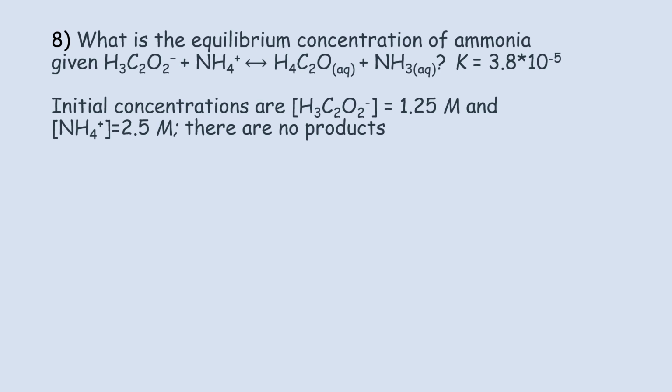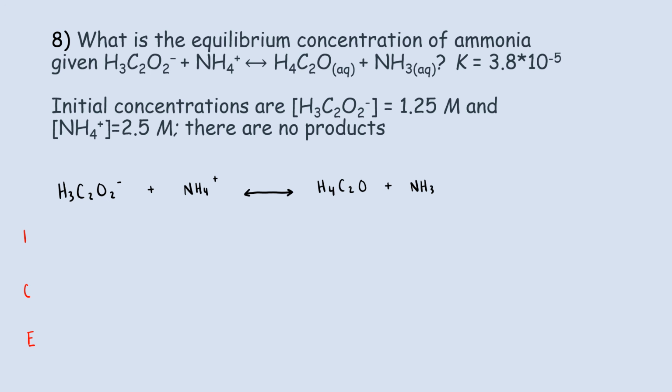Question 8. What is the equilibrium concentration of ammonia given this chemical reaction and a K value of 3.8 times 10 to the negative 5? The initial concentration of H3C2O2- is 1.25 molar, and the initial concentration of ammonium ions is 2.5 molar. We are also told that there are no products. So to solve for the equilibrium concentration of ammonia, we need to set up an ice table.